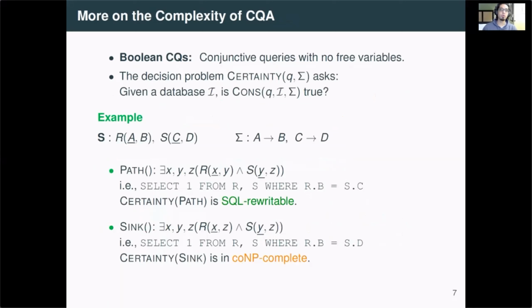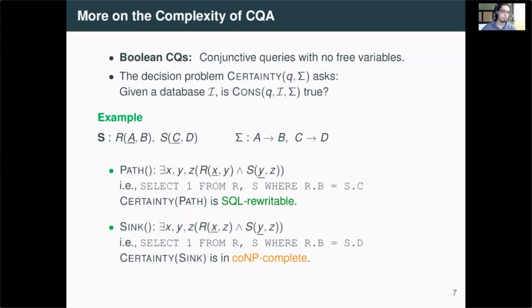And let's look at some Boolean conjunctive queries. Let's say you have, again, two tables R and S with two attributes each, and the first attribute of each of the tables being a key. Let's say you look at a path query. This is like you're asking for a path of length 2. So you're looking for an existence of three values x, y, z such that x, y is present in table R and y, z present in table S. So in SQL, this could be a query select one from R and S where you equate the attributes R.B and S.C.